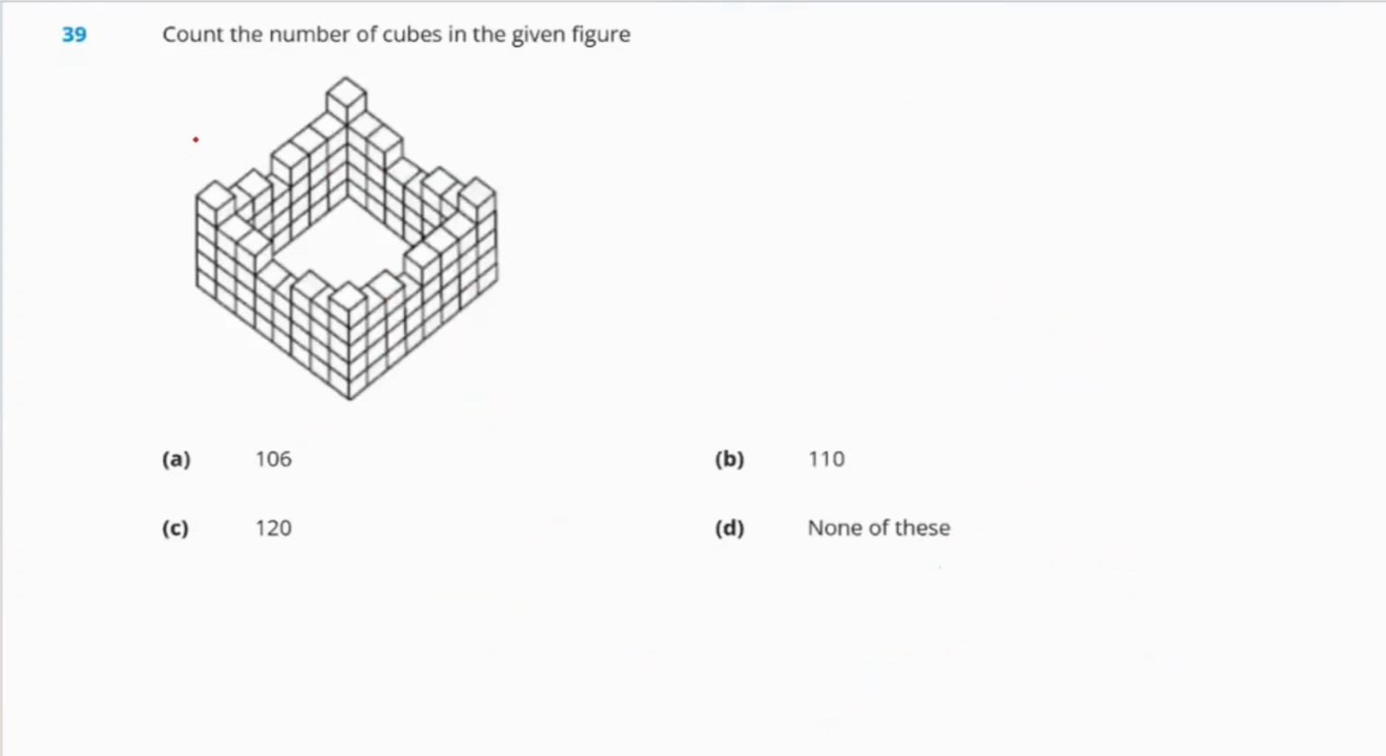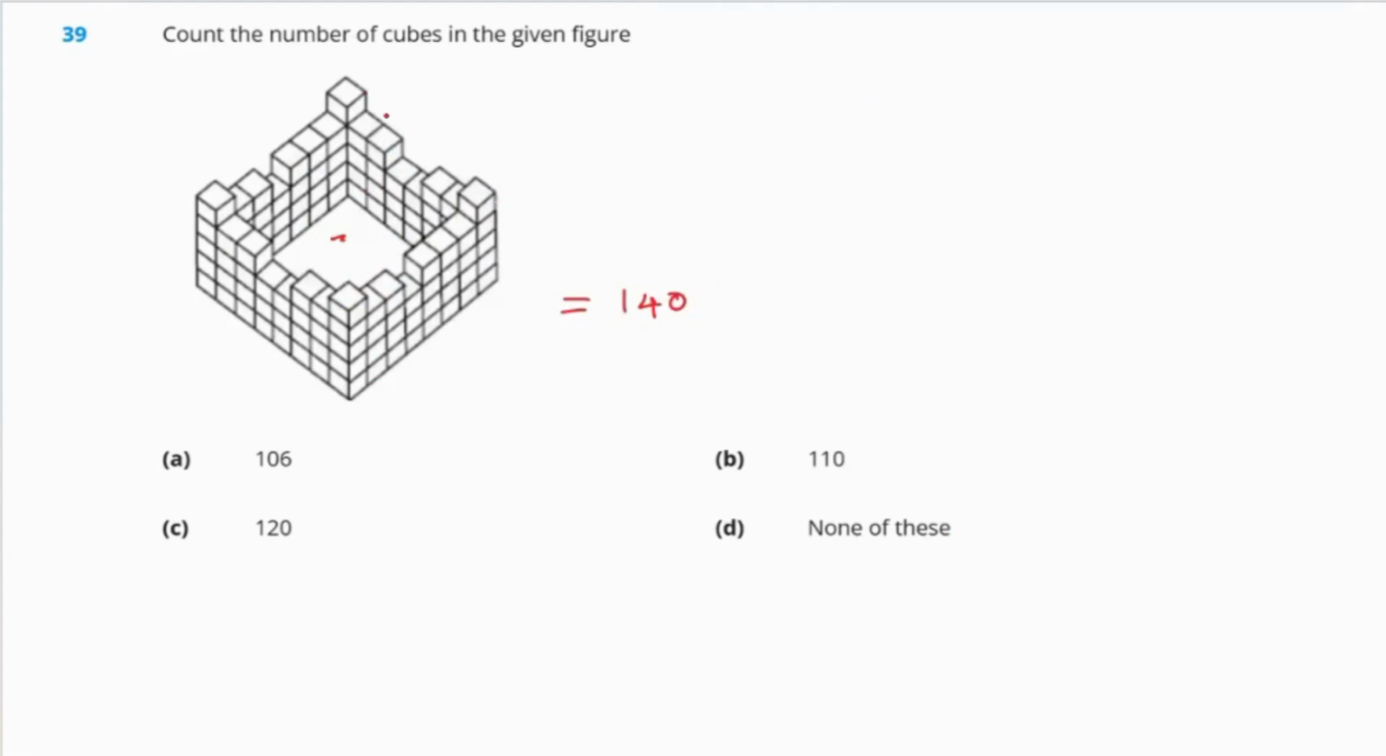Count the number of cubes in the given figure. In the given figure, we have to find the number of cubes. Here you can see the upper part. First, we have to find the total number of cubes. In the center, you can see it is hollow, so only the boundaries we have to count. When we count all the boundaries, we get the total number of cubes, which is 140 only.